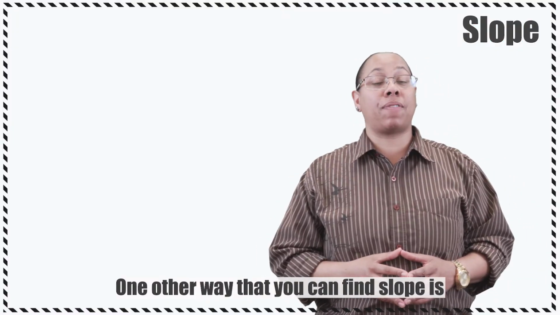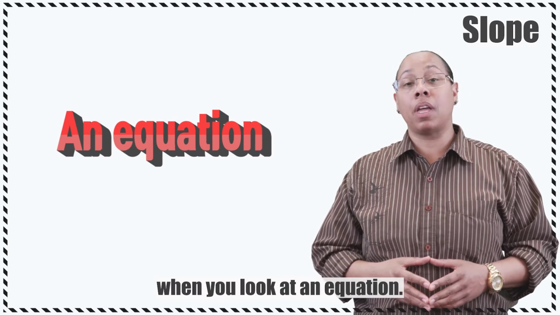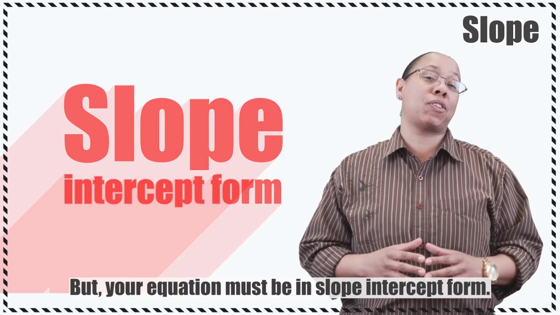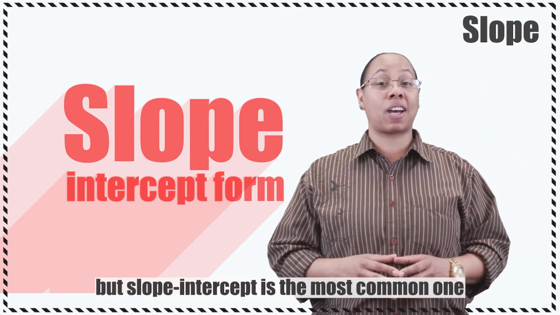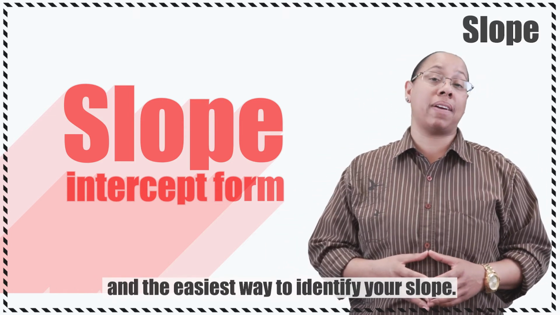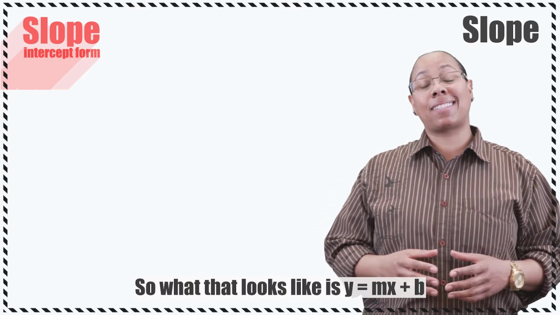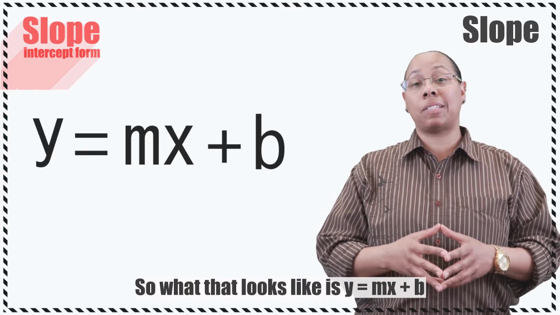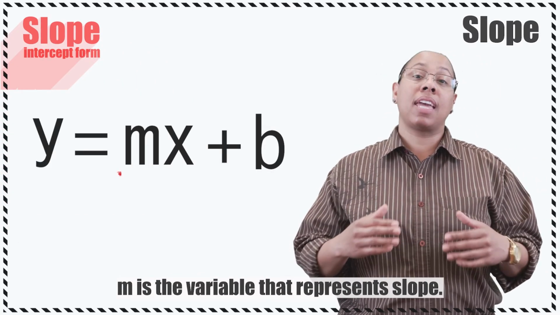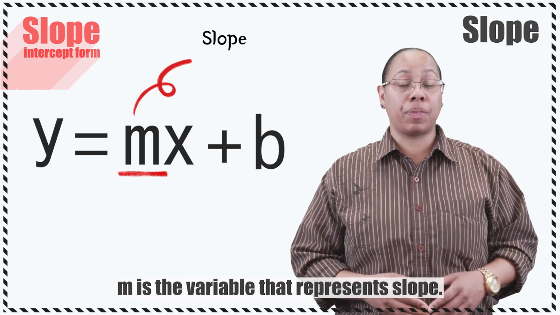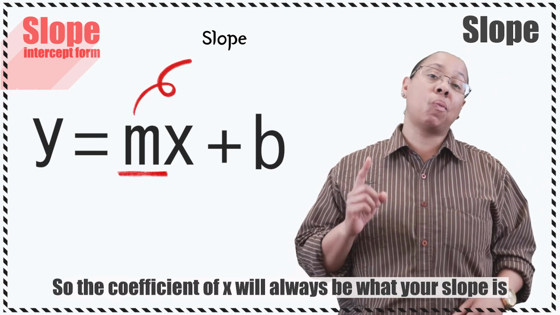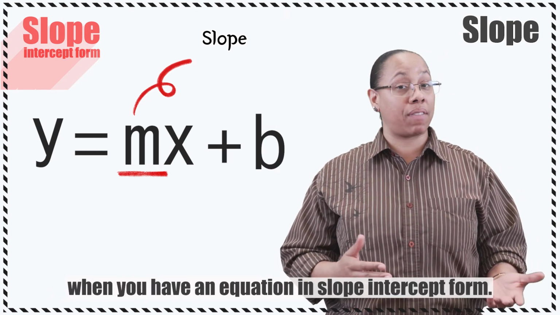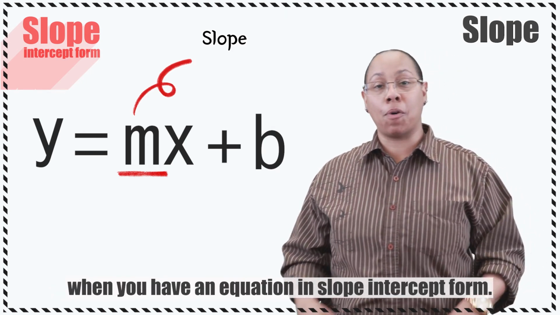One other way that you can find slope is when you look at an equation, but your equation must be in slope-intercept form. It could be in some other forms, but slope-intercept is the most common one and the easiest way to identify your slope. So what that looks like is y equals mx plus b. M is the variable that represents slope. Notice m is in front of the x. So the coefficient of x will always be what your slope is when you have an equation in slope-intercept form.